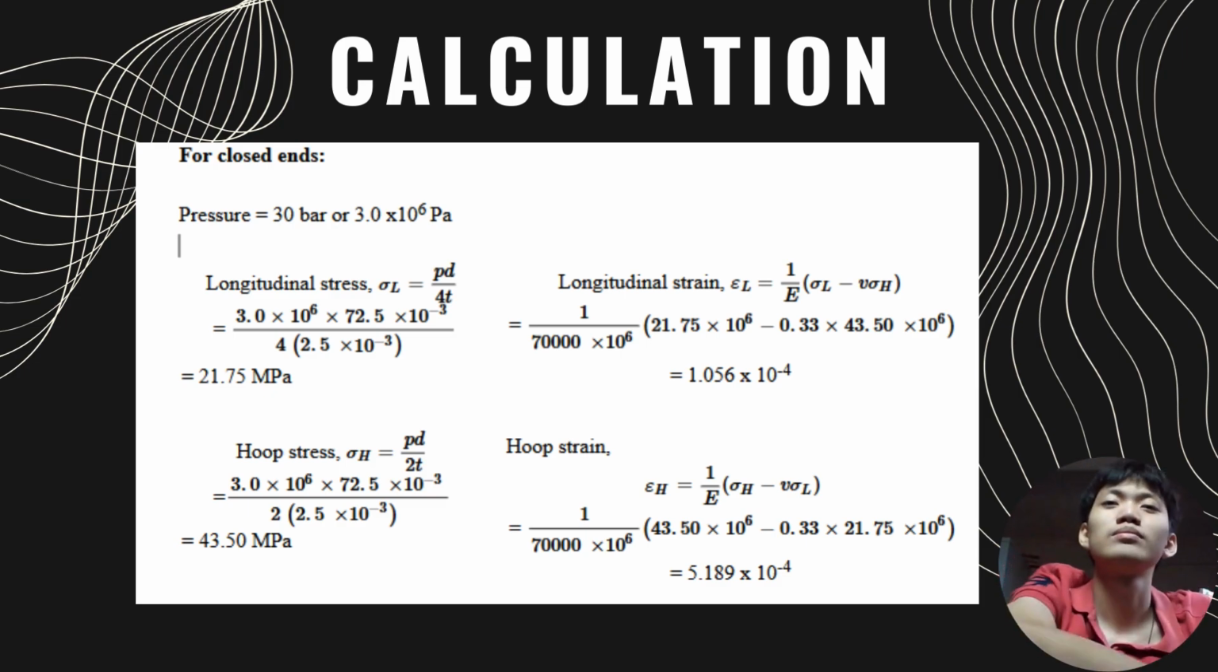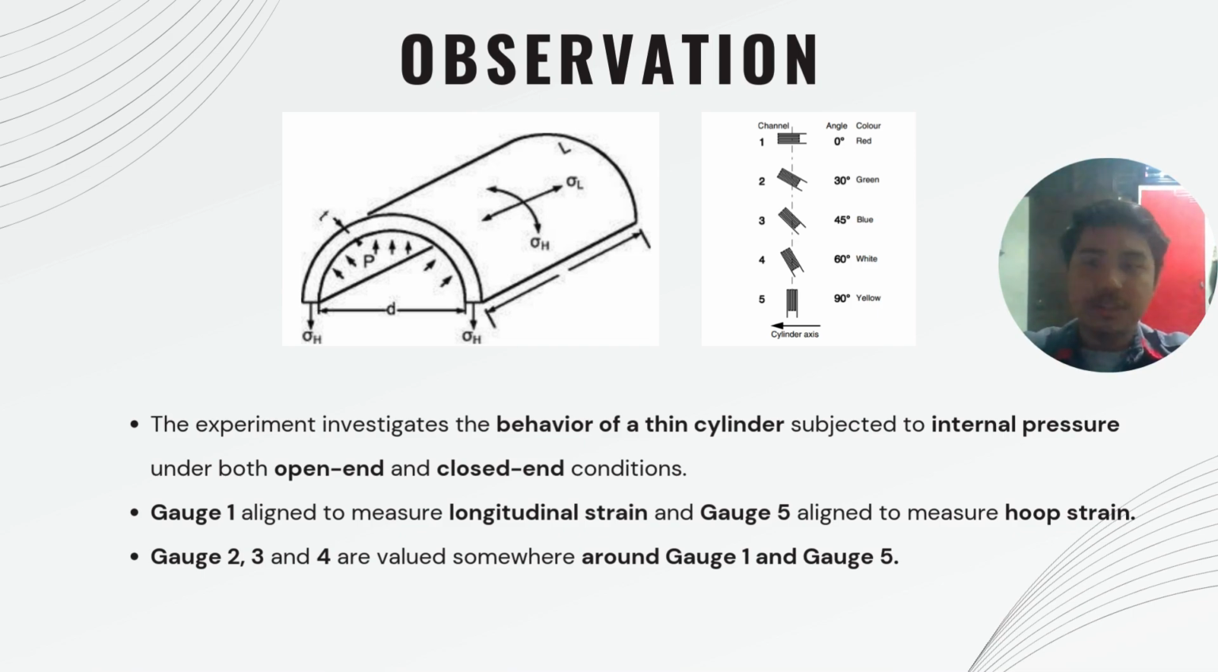Thank you. As for observation, this experiment investigates the behavior of the thin cylinder subjected to internal pressure under both open end and closed end conditions. We observe gauge 1 is aligned to measure longitudinal strain, and gauge 5 is aligned to measure hoop strain. We also observe the values for gauges 2, 3 and 4 are somewhere around those of gauge 1 and gauge 5.